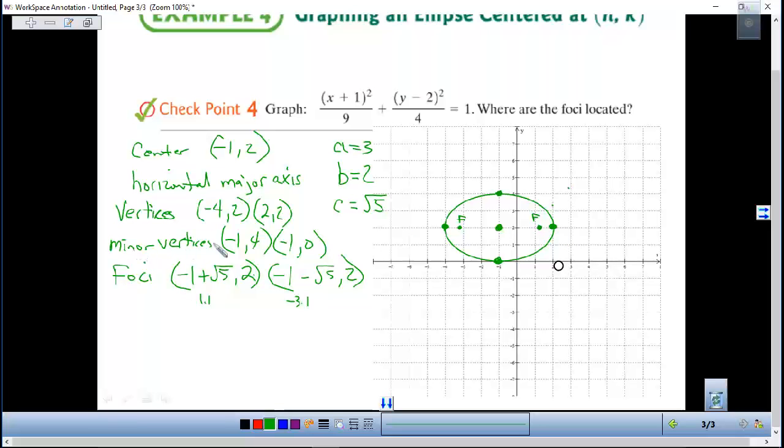And then minor vertices, I'm going to add and subtract my b value from my y value. So 2 plus 2 gives me the 4. 2 minus 2 gives me the 0, giving me negative 1, 4, and negative 1, 0. This point right here, this point right here, my minor vertices. All right, and of course, using those points, I can draw my parabola, or sorry, not my parabola, but my ellipse.